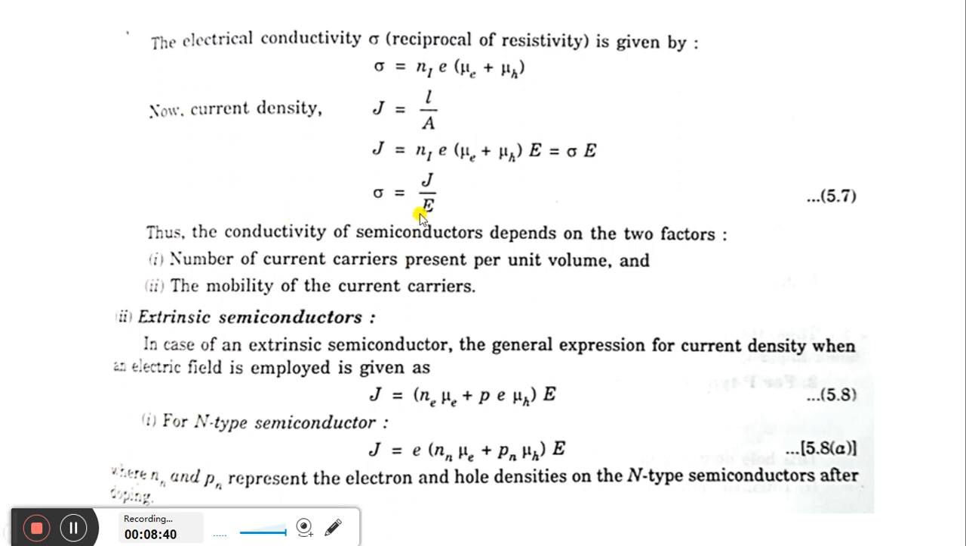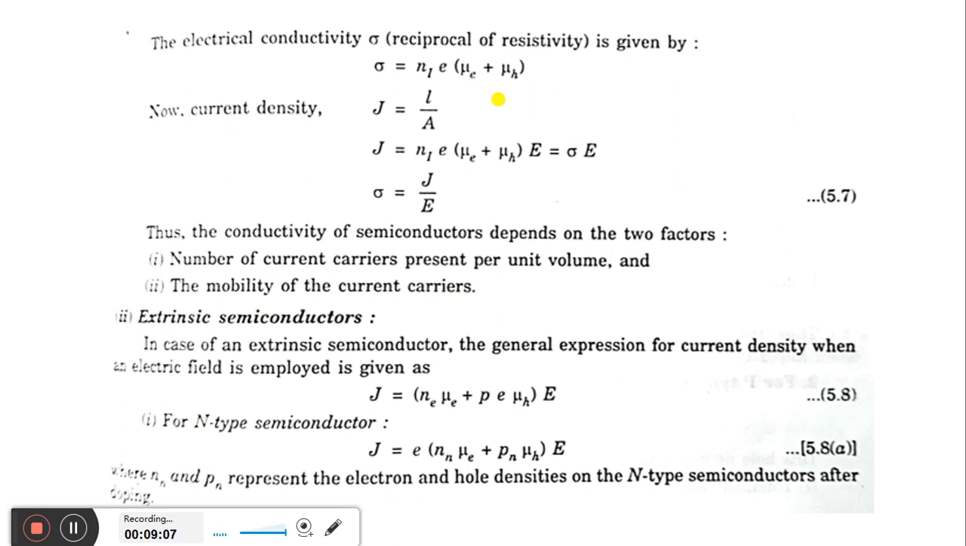So what we see here is that the conductivity of a semiconductor depends upon two factors: the number of current carriers present per unit volume, and second, the mobility of the current carriers. So in this way we can define the conductivity of semiconductor materials.